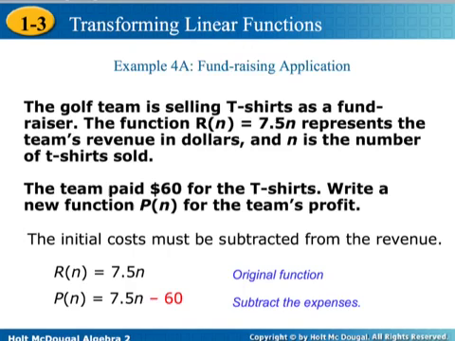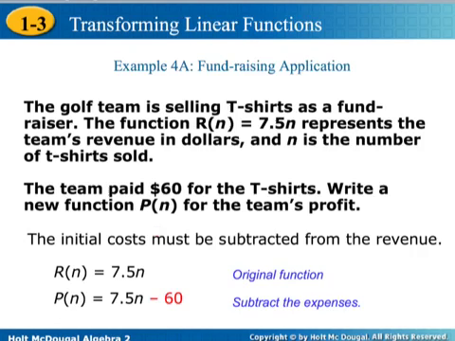Alright, this is a cool problem. In this problem, we have a golf team selling t-shirts as a fundraiser. The function r of n is equal to 7.5n, represents the team's revenue in dollars, and n is the number of t-shirts sold. So how much do you think each t-shirt's worth then? If n is each t-shirt, and this is their revenue they get from selling t-shirts, my best guess is that $7.50 is what it costs for a t-shirt. They paid $60 for the t-shirts. Write a new function for the team's profit.